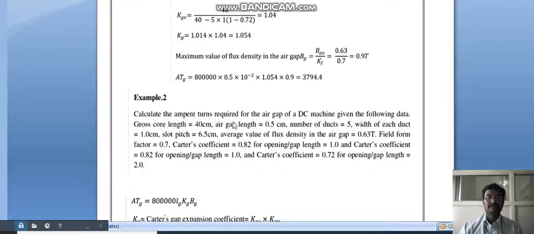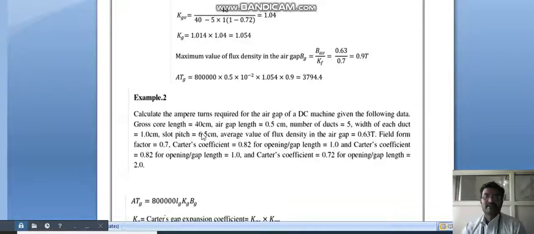Example 2: calculate the ampere turns required for the air gap of a DC machine given the following data. Gross core length. In some problems they will give the values of air gap and length, and we should find the value of main dimensions like D and L. In some problems they will give the main dimension values, and from that we should find the value of air gap length.